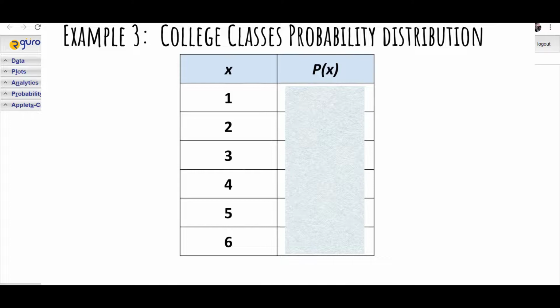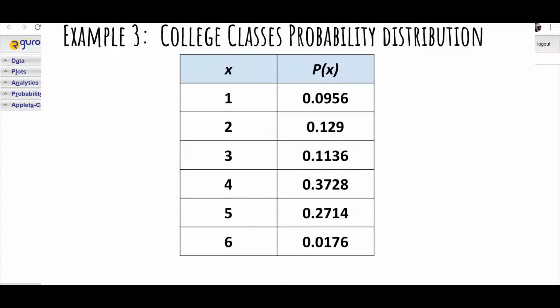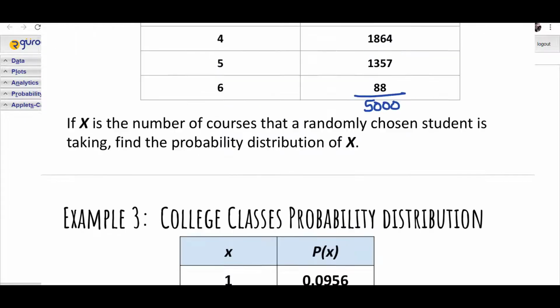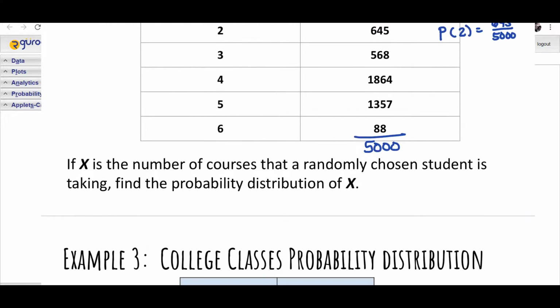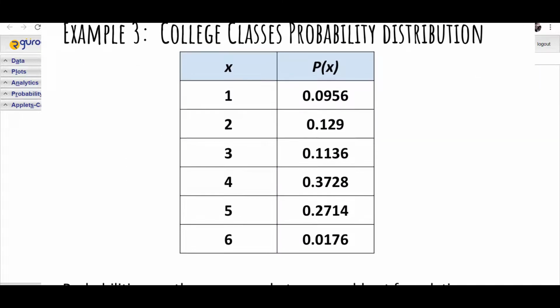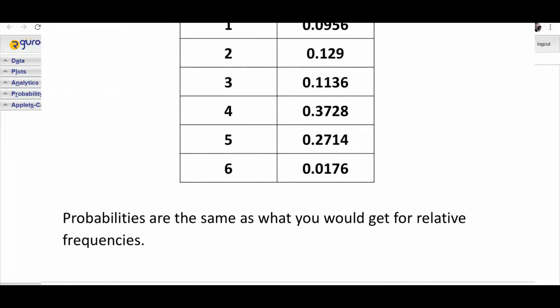All right, so I believe I have these in decimal form. Yep, there we go. This is what they would be as decimals. Again, it's taking all of the frequencies at the top and dividing by the total, out of 5,000. If you think about this, this is the same as a relative frequency. Relative frequency and probability are very closely related, and in this case, they're the same thing. You find it the same way.